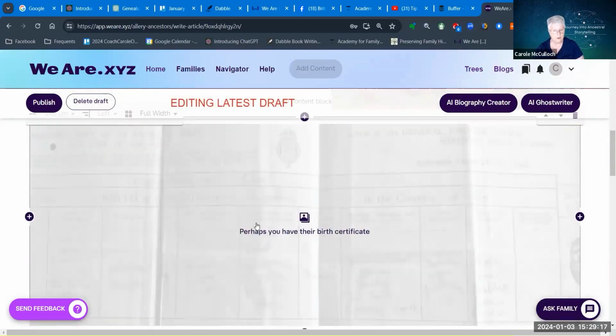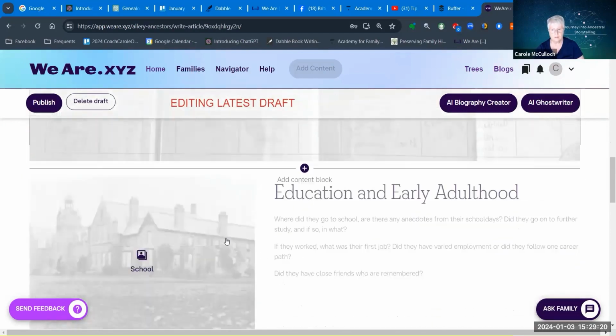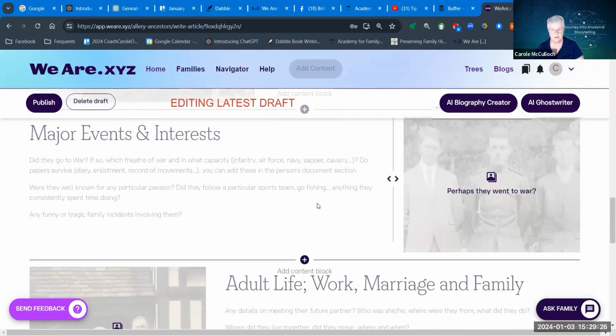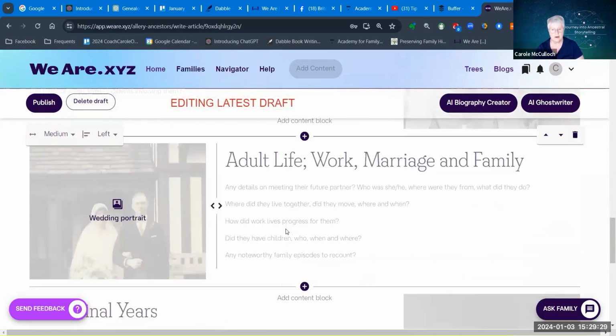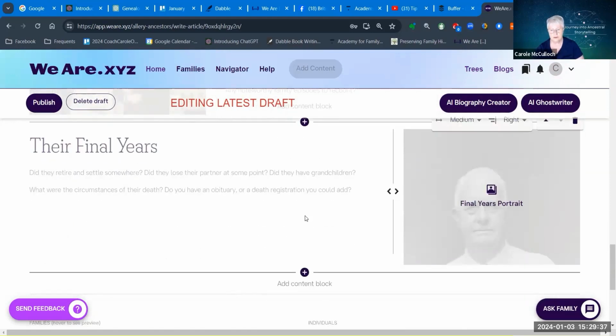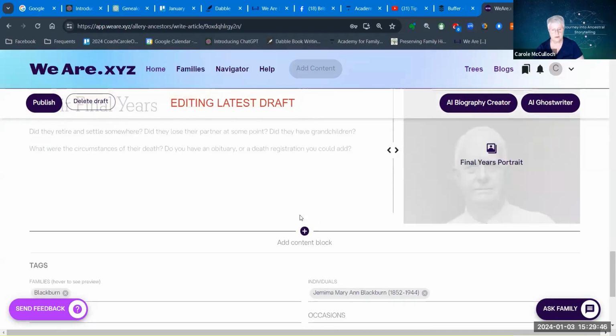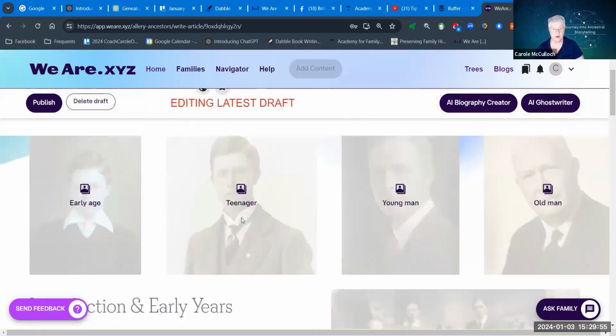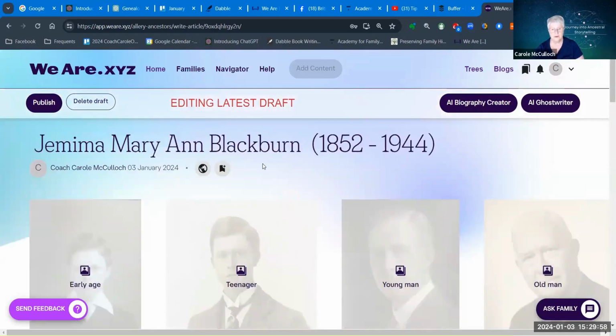And then looking at those documents, you might have their birth certificate. You might know a little bit about where they went to school, the major events in their lives, whether they went to war, their adult life, work, marriage, and family, and maybe a wedding portrait. All the way through, you've got clues as to what you can put in place, leading us to the final portion of their final years and a final year portrait, if you've got one. And all of these are tagged with the family name and the individual's name. So I can get started on a profile for my great-grandmother very quickly using that as a template.